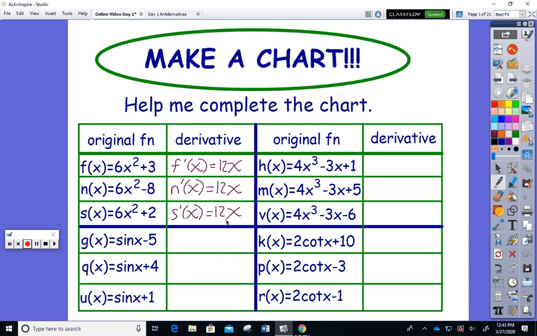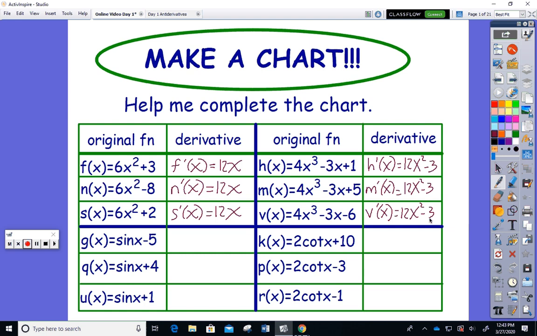So take a look at h, m, and v of x. Can you find the derivative of each one of those? Take a second. Okay, did you get that h prime of x is equal to 12x squared minus 3? And did you get the same thing for m prime and v prime? That's what I'm hoping you got. So 12x squared minus 3, 12x squared minus 3. So is it an accident that I'm getting the same answer 3 times? Well, no, it's not. And if you were in class, we would be doing a slightly different activity.